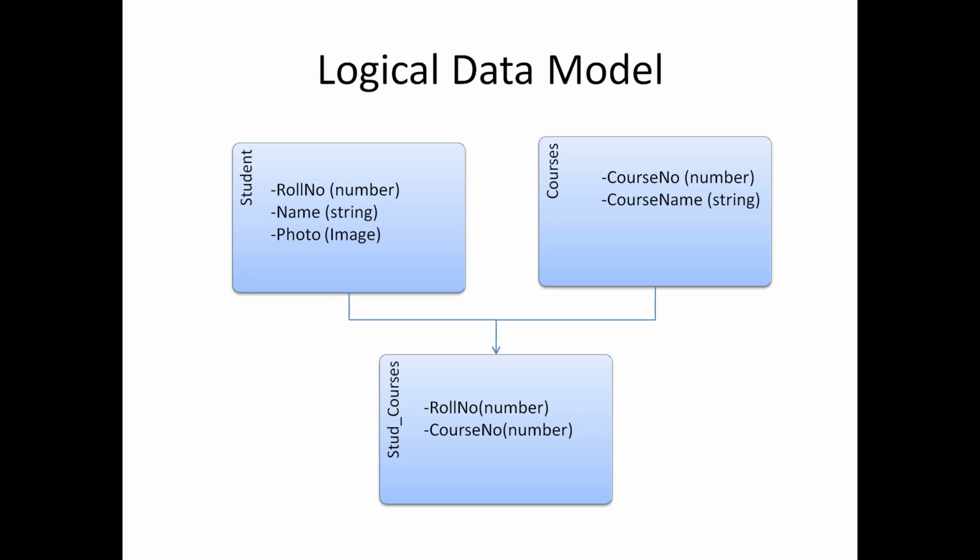multiple courses. So if you look at the last diagram, I have an entity called student, I have an entity called courses, and I have an entity called student courses, and there is a relationship between the student courses and stud courses. So the roll number in the stud courses is coming from the student entity, and the course number is coming from the courses entity. So that's where we come to something called an entity relationship diagram.